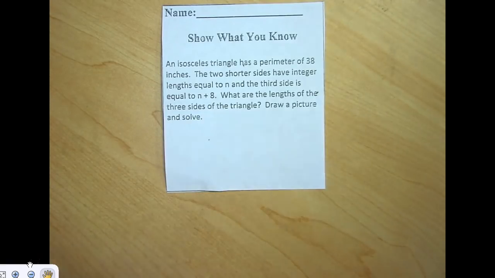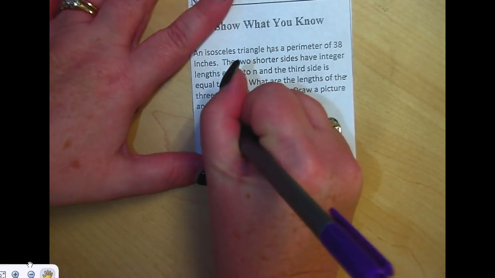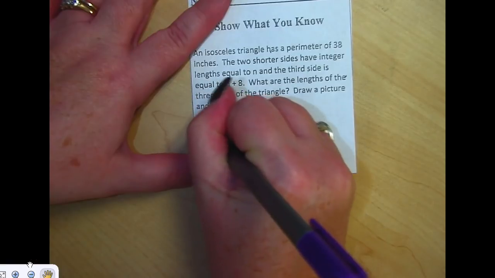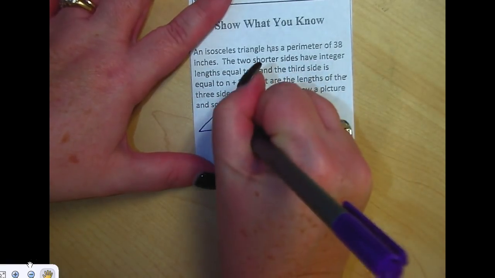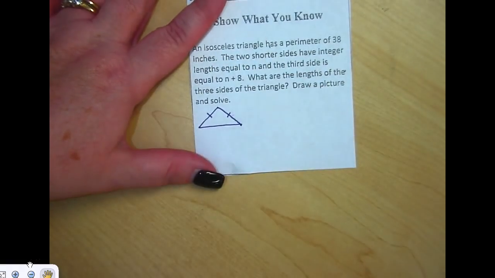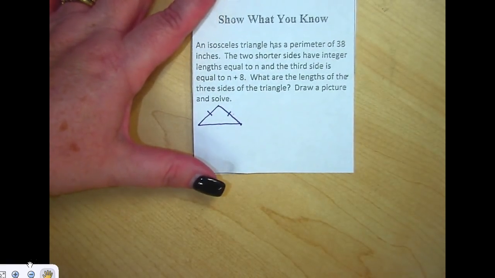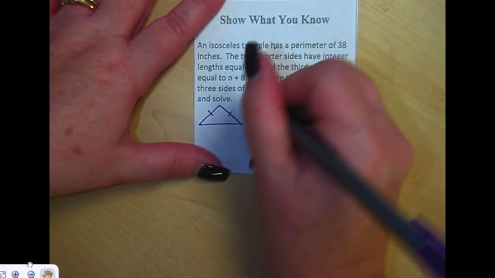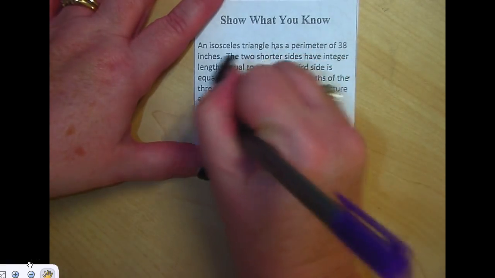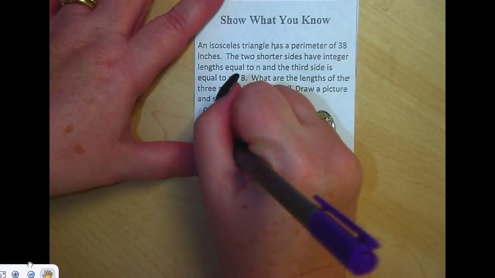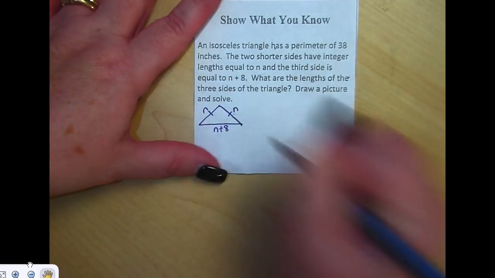So isosceles means two sides are the same length, and the third is a different length. So normally you'll see that with these little marks right here that mean those two are the same length. And we'll look at that more when we get to geometry. But these two sides are equal to n. And this third side is longer, the base, but it's n plus 8.